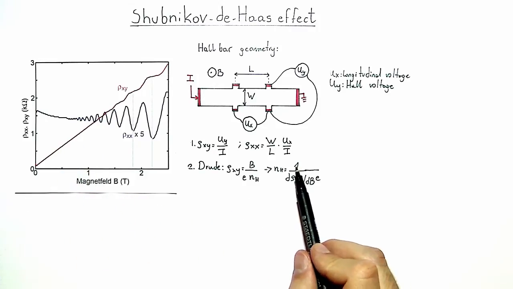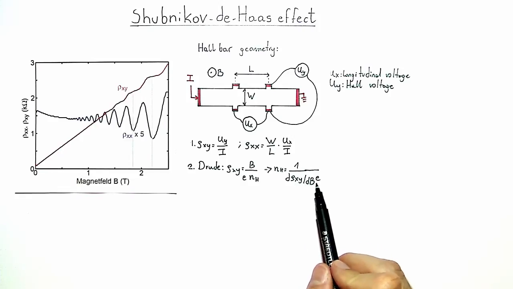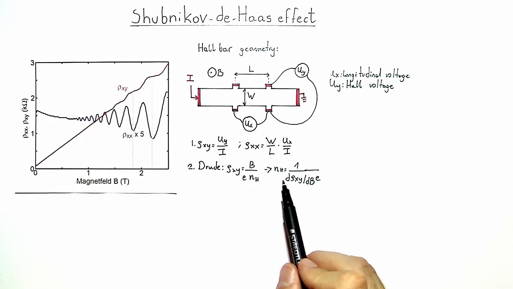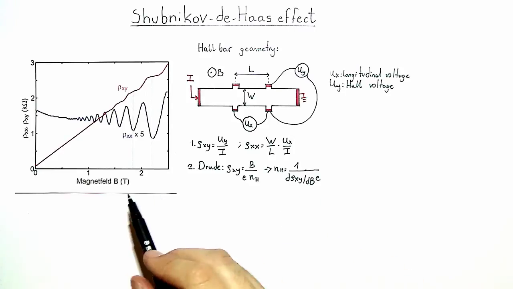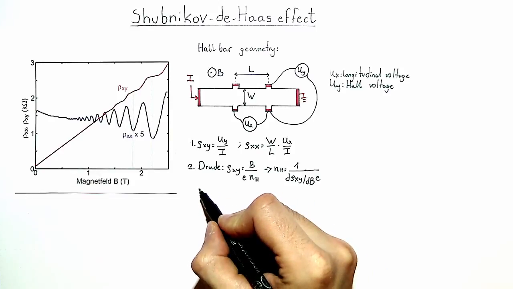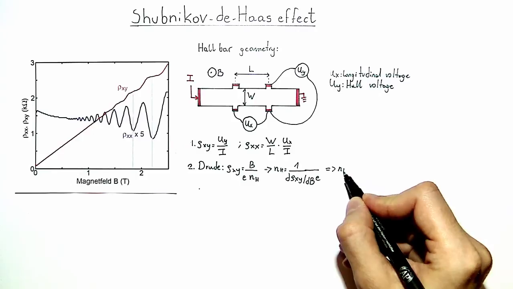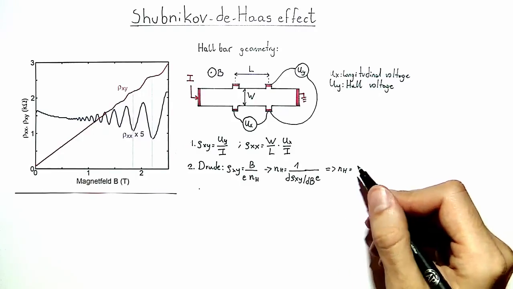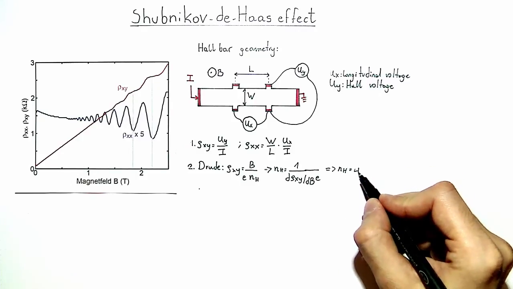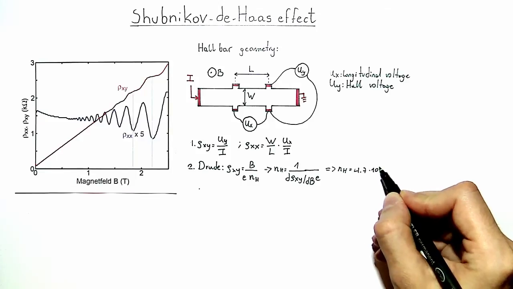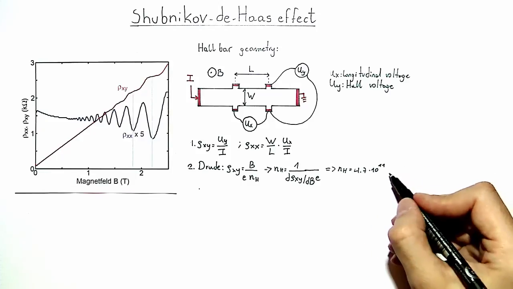And then if we take 1 over the slope multiplied by the elementary charge, we obtain the density of the two-dimensional electron gas. And if we do that and plug in the numbers, we see that nH, the density as determined from the classical Hall effect, is around 4.7 times 10 to the power of 11 electrons per centimeter squared.